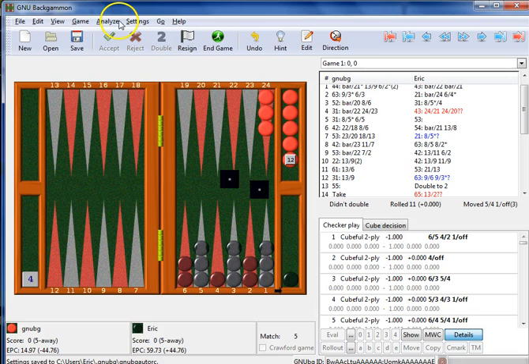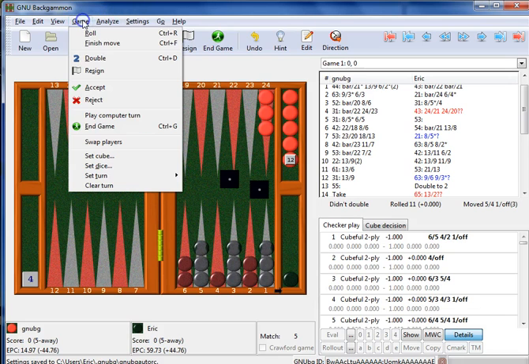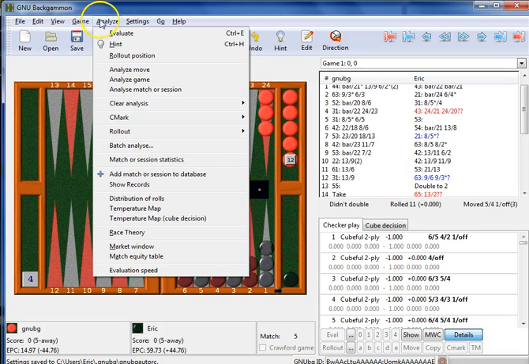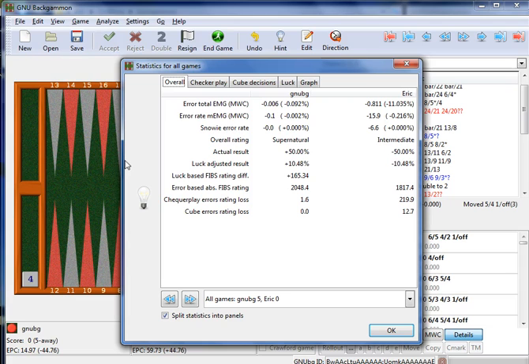So let's go back to that. When I finished the analysis, what popped up was the statistics. These are the match or session statistics here. There's a bunch of tabs here, and for my overall rating, GNU BG is calling me an intermediate, and GNU plays as a supernatural. It has 6 or 7 words that it uses here.